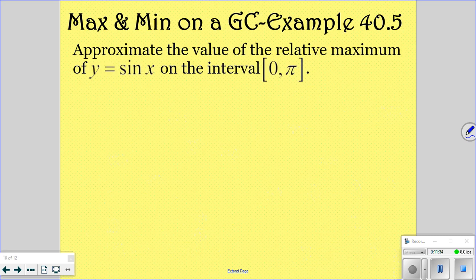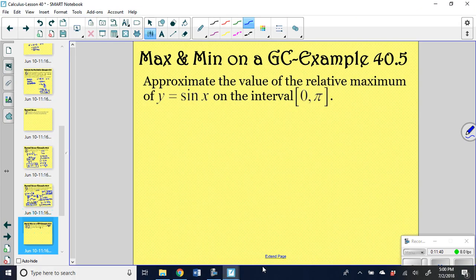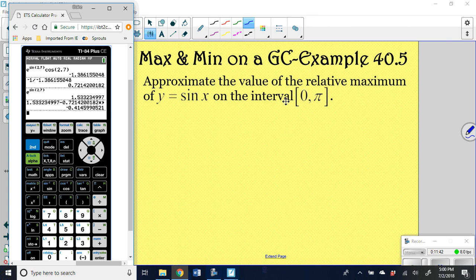All right, so now we're going to look at approximating maximums and minimums on the graphing calculator. So the way you're going to do that, we're going to need to be in radians for this one, so we already were. You're going to go to y equals, and you're going to plug in your equation, sine of x. And then you're going to go graph it. So there's the graph of y equals sine of x.